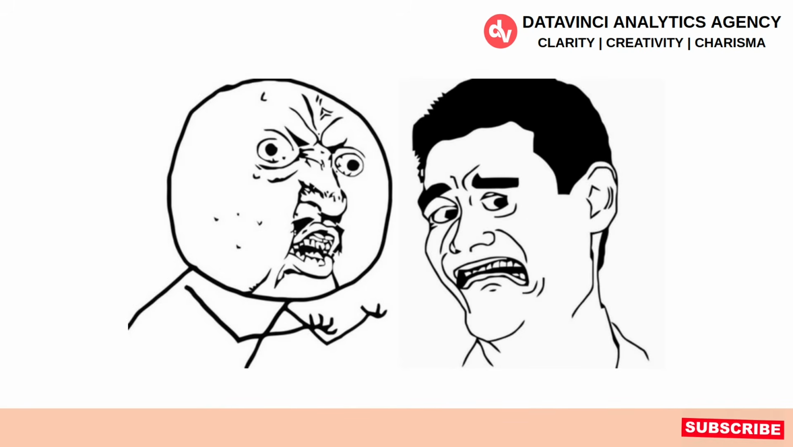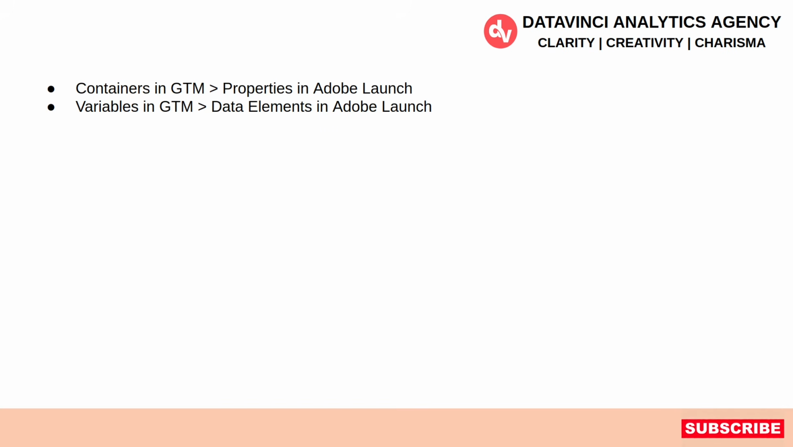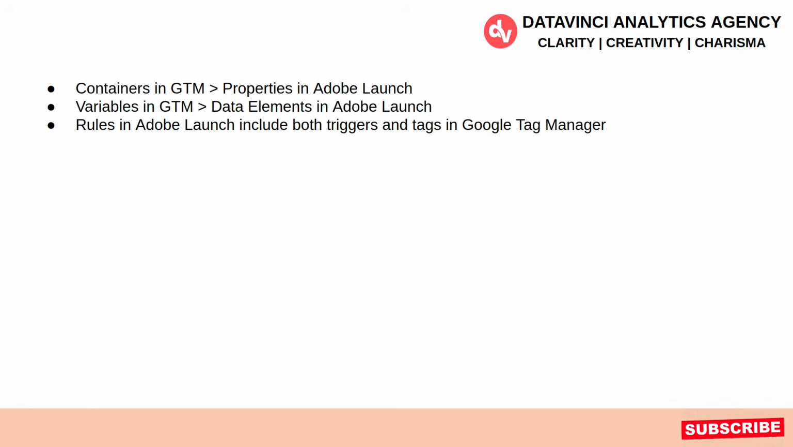So I can understand that it can get a bit confusing, so just a small recap on what we have covered so far, right? The first thing that we covered is that containers in GTM are equivalent to properties in Adobe Launch. Variables in GTM are equivalent to data elements in Adobe Launch. Then we covered that rules in Adobe Launch include both triggers as well as tags in Google Tag Manager. So in Google Tag Manager, tags are created separately and triggers are created separately, but in Adobe Launch, a rule combines both of them.